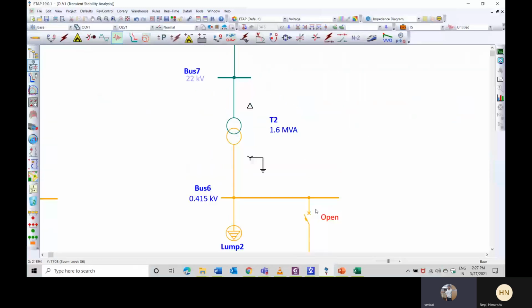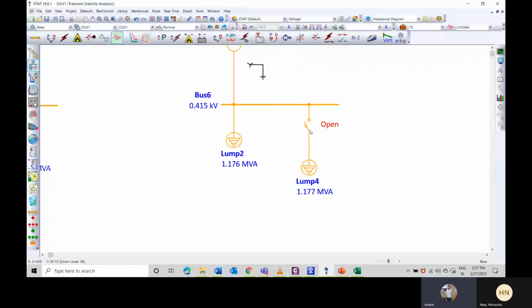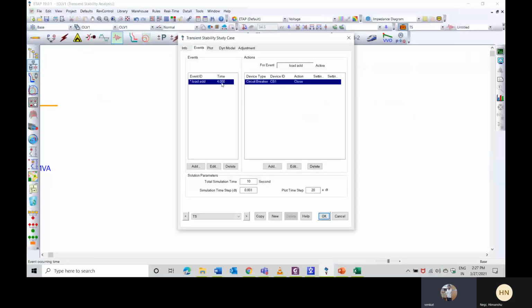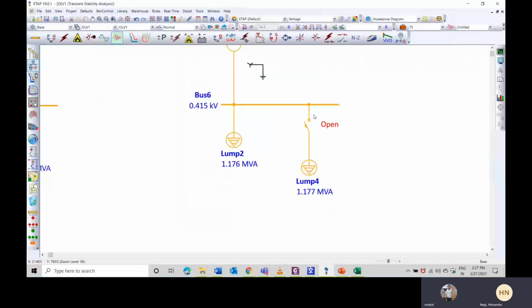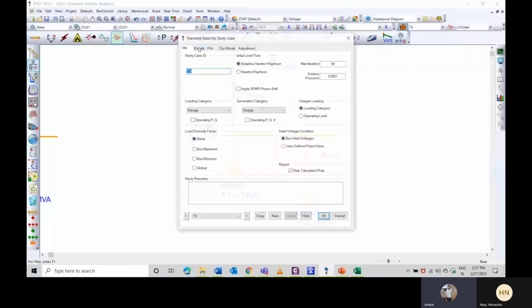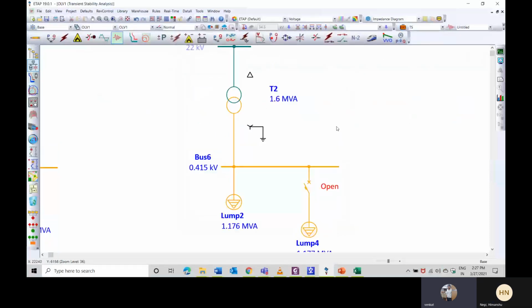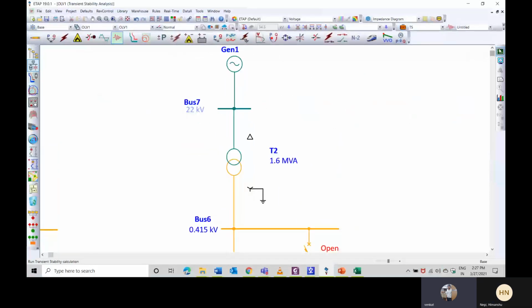Then we have to add this load. For that, I have created some scenarios here. At the fourth second, I'm going to close the breaker so that this load comes into the picture. Like that, I have given a scenario here. Then I will run this simulation.